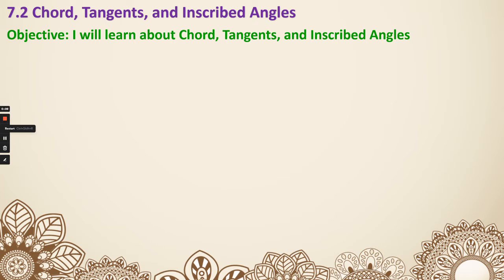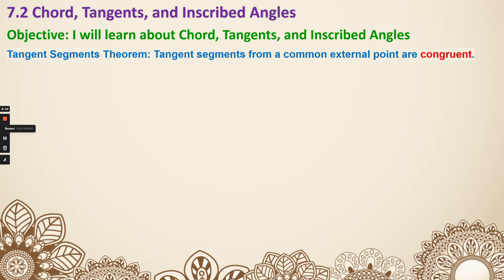Today we're going to talk about 7.2 where we will learn about chords, tangents, and inscribed angles. First, let's look at some more definitions. Tangent segment theorem. We have talked about tangent line theorem, and that's where when we have these tangent lines, they are perpendicular to the radius from the point of tangency.